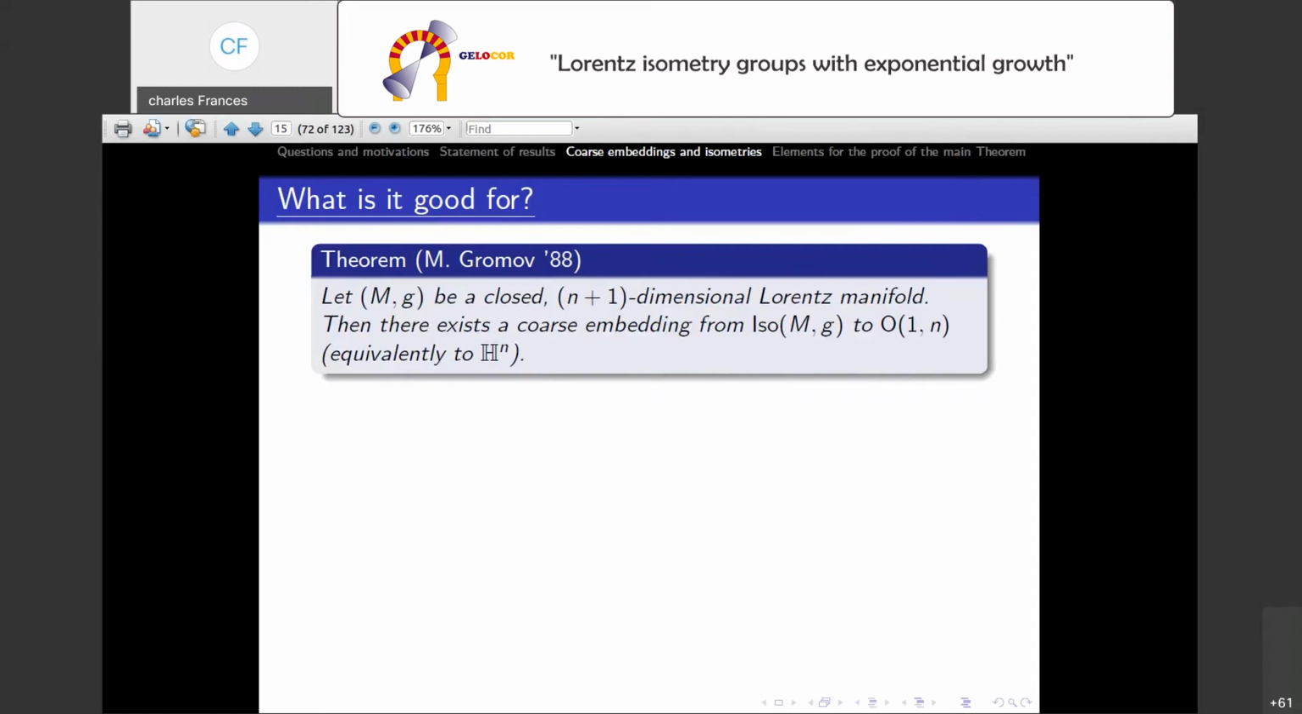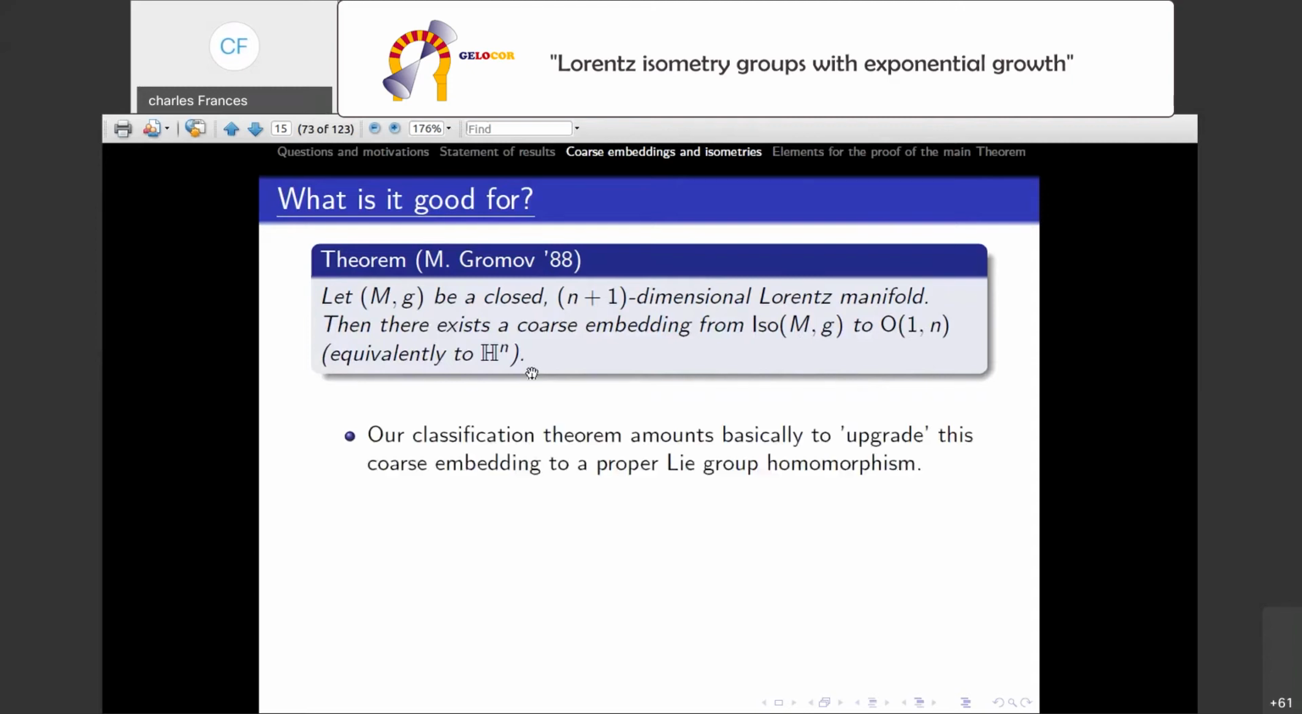So we will explain in a few minutes why this is true. But let's just mention that our main theorem, the first one I quoted, is in some sense an upgrading of this coarse embedding into a nice Lie group homomorphism, which is moreover proper in the topological sense. The pre-image of compact sets are compact.